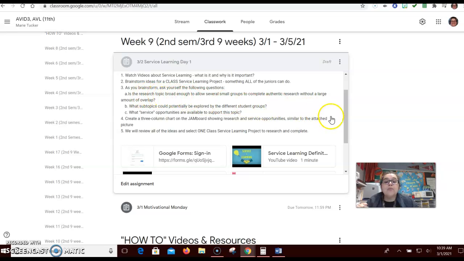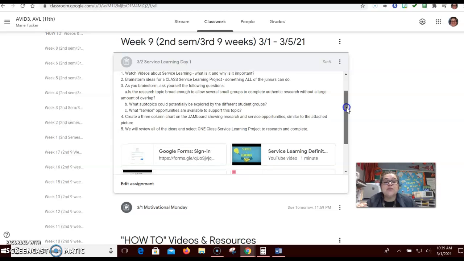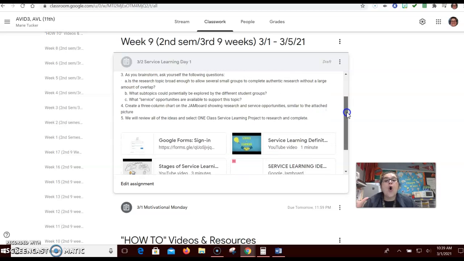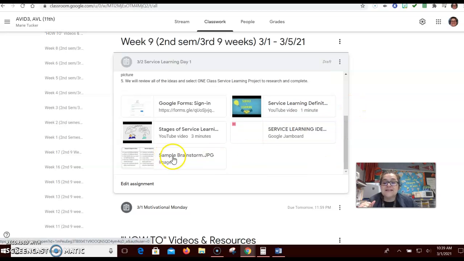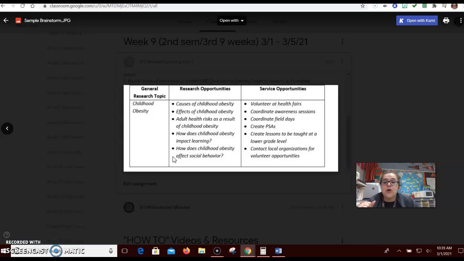Is the research topic broad enough to allow several small groups to complete research without overlapping information? What are subtopics that could be explored for our groups? And what service opportunities are available? So what I did is I actually put an example in the image if you open it.